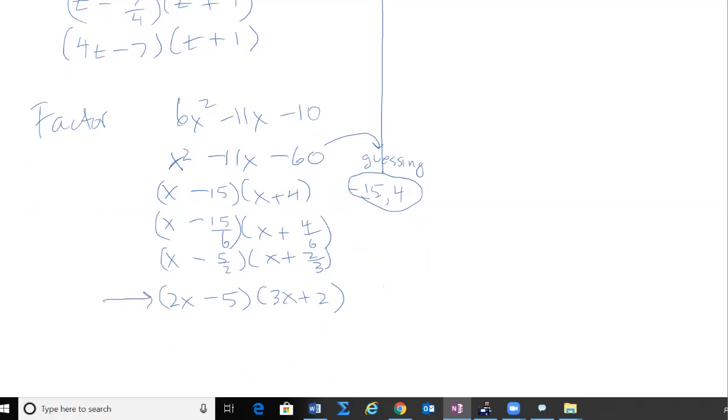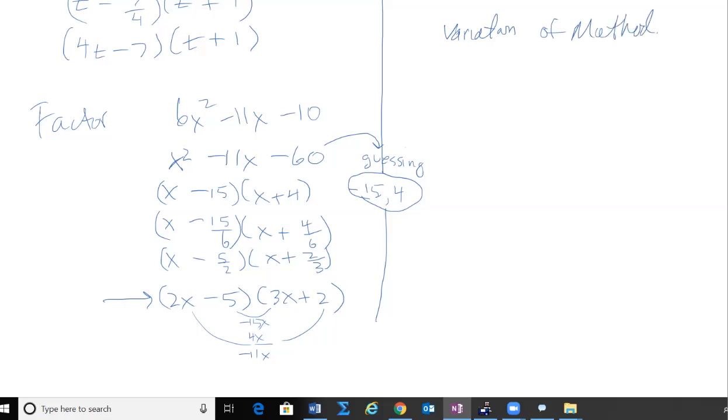Notice 2x times 3x is 6x squared. Negative 5 times 2 is negative 10. Negative 15x in the middle, and another positive 4x does make negative 11x. So it works. Is this faster than guess and check? Not necessarily. Now, there is a variation of this method. So I'm going to talk about the variation of the method.